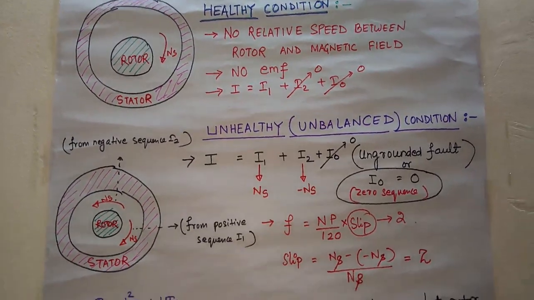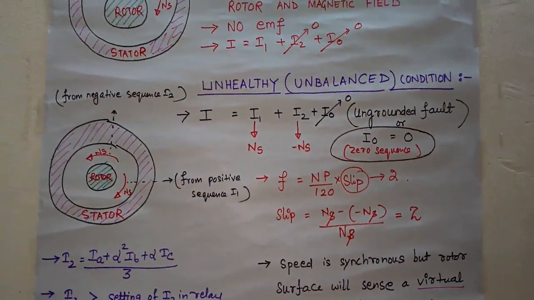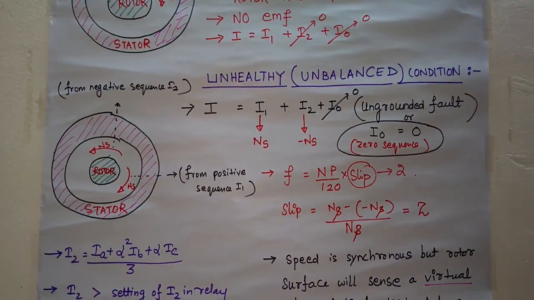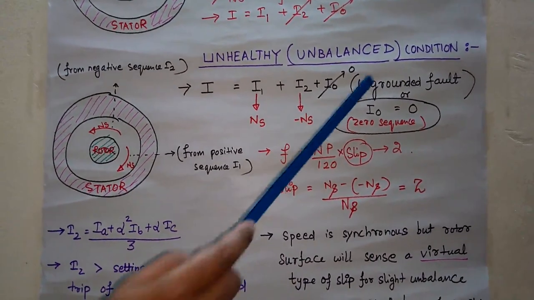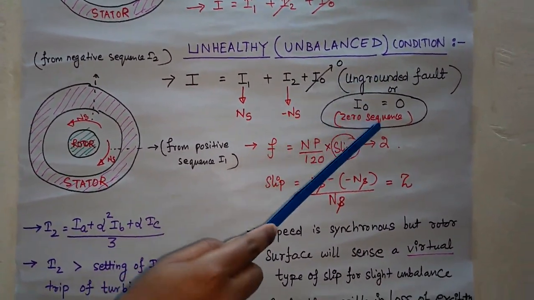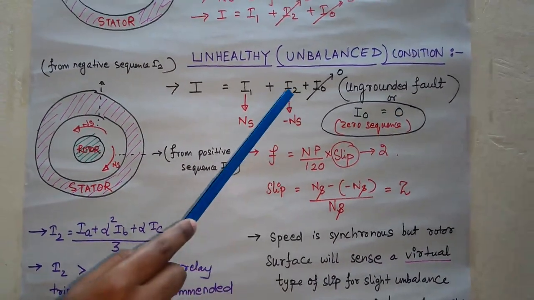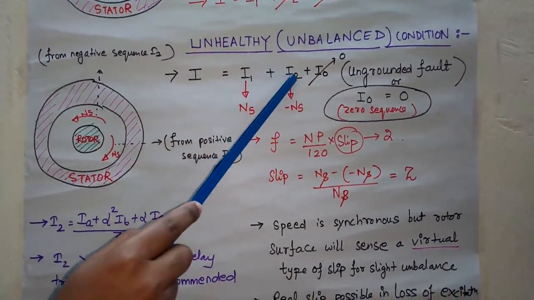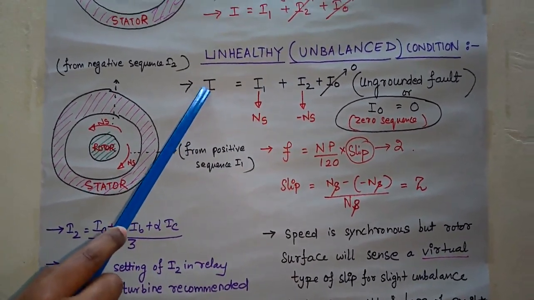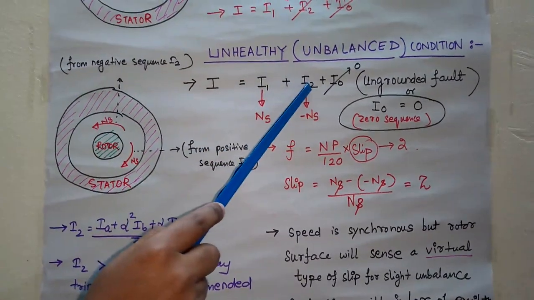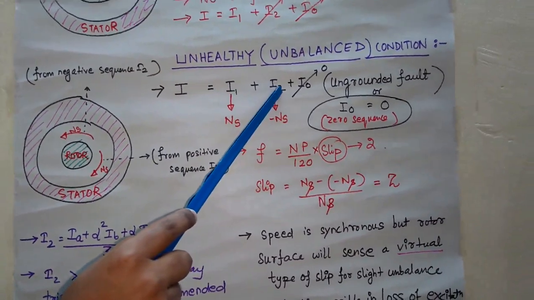Now let's discuss an unbalanced condition. Let's suppose this unbalanced condition is a ungrounded fault. In an ungrounded fault, we know the zero sequence component is zero, but there is presence of the negative sequence component. So the stator current can be written as the sum of positive sequence and negative sequence. I1 is positive sequence and I2 is negative sequence.